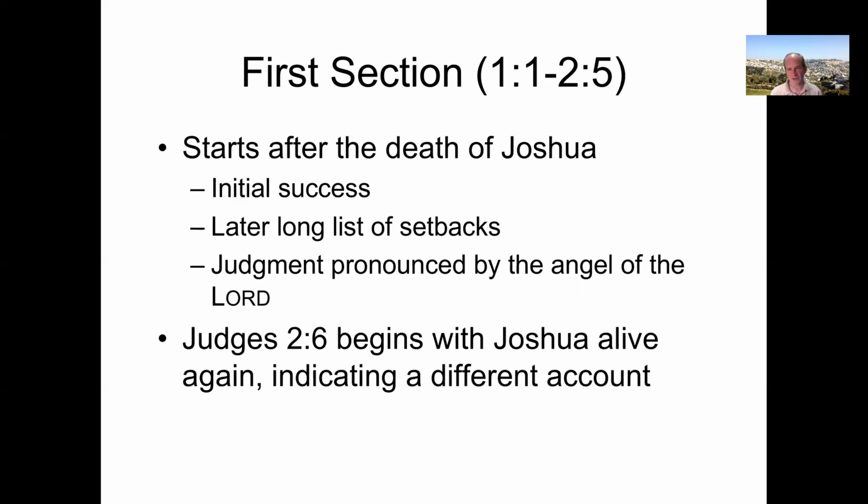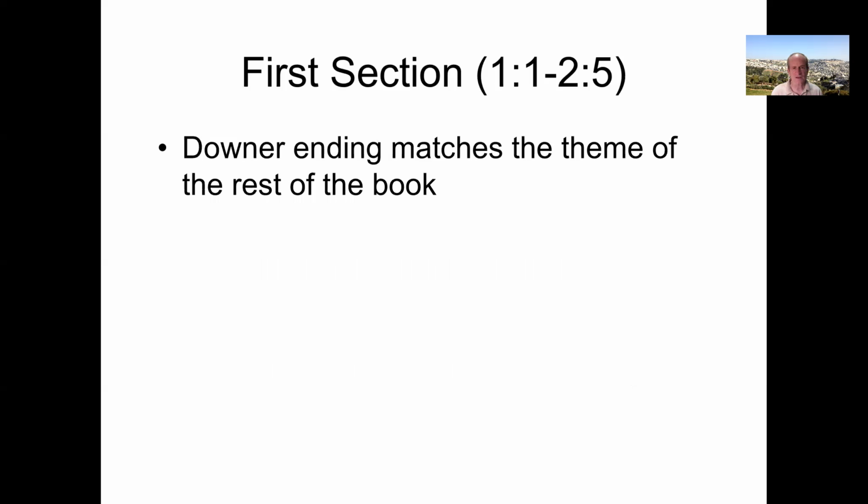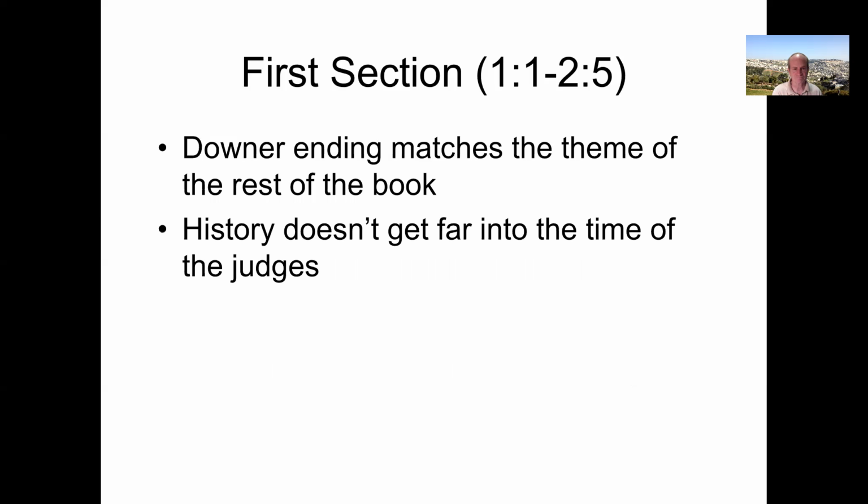When you get to the very next verse, chapter 2, verse 6, that's the beginning of the second part of the book, and it has Joshua alive again. So that would indicate that that begins a different account. The downer ending of the first section of Judges matches the theme of the rest of the book, that the period of the Judges was a darker era than the updated time of the Kings.